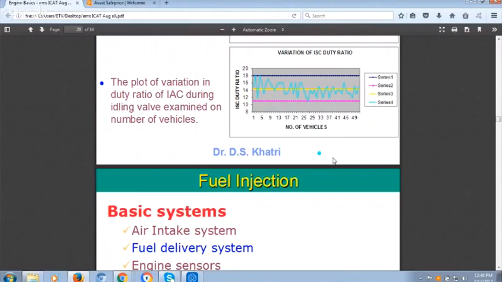Duty ratio is like this: suppose I am supplying 12 volt and then I am supplying 6 volt. At 12 volt it is opening 100%. At 6 volt it is opening 50%. So duty ratio is how much it is open, out of its capability, into 100. That is duty ratio.